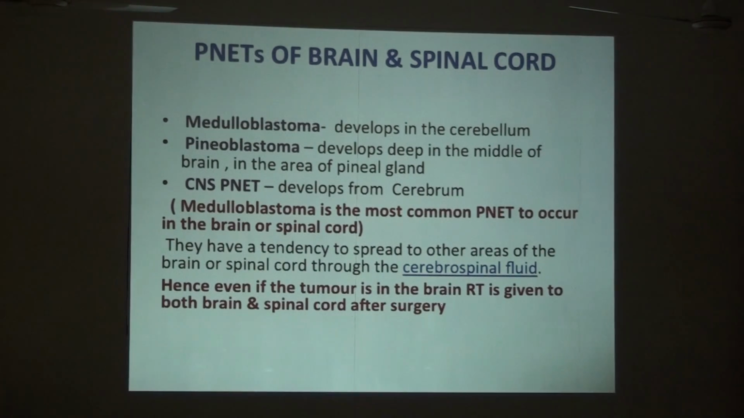They have a tendency to spread to other areas of the brain and spinal cord through cerebrospinal fluid. So even if a patient has a tumor in the brain and you excise it surgically, you have to radiate both the brain and spinal cord to prevent recurrence.